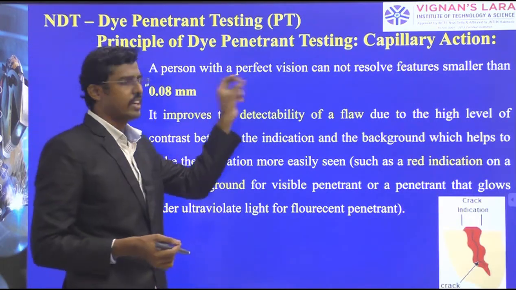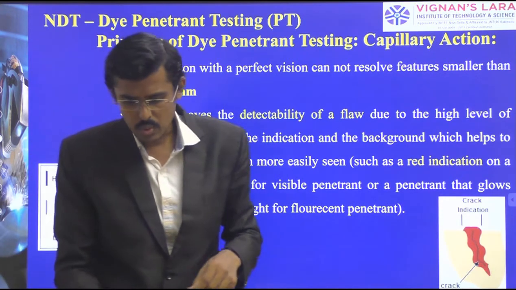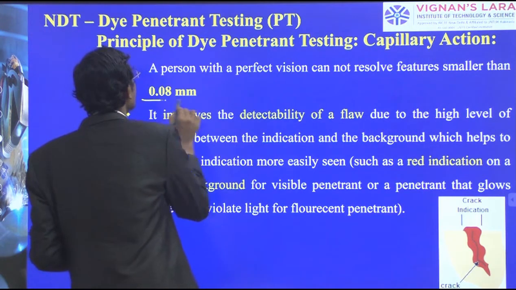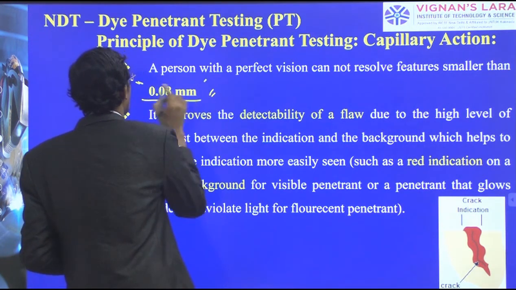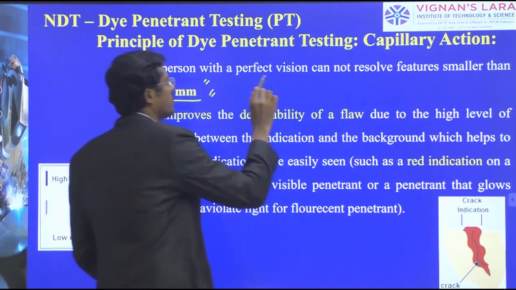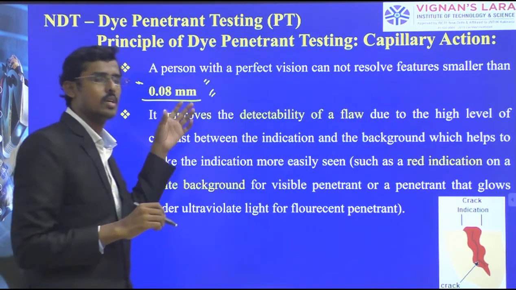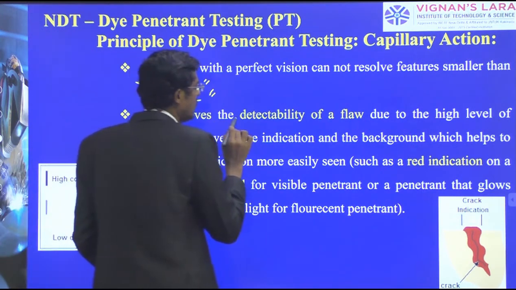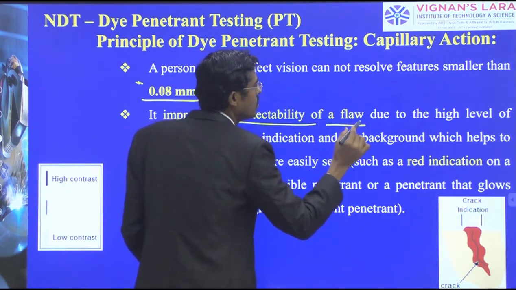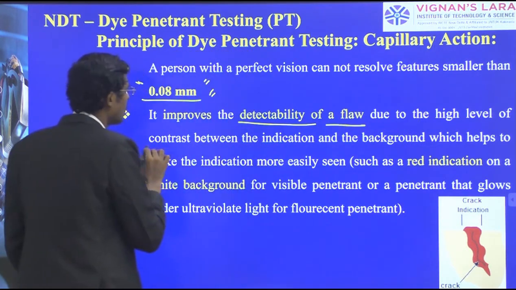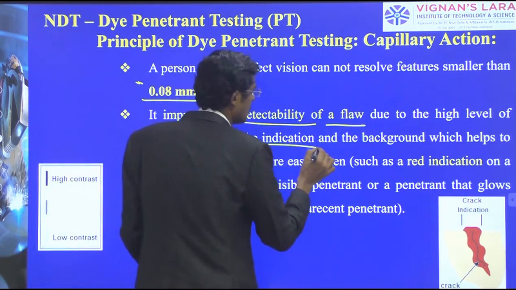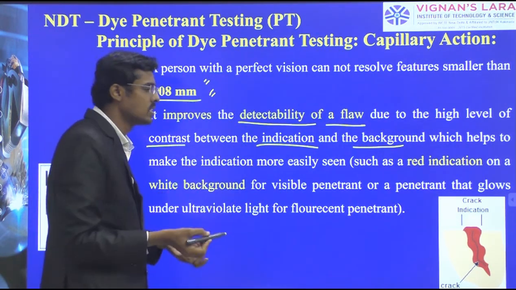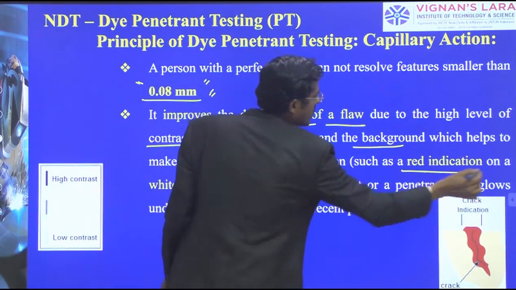A person with perfect vision cannot see defects smaller than 0.08 mm. So we have seen that a person with perfect vision cannot resolve features smaller than 0.08 mm. It improves the detectability of a flaw due to the high level of contrast between the indications and the background, which helps to make the indications more easily seen, such as red indications.